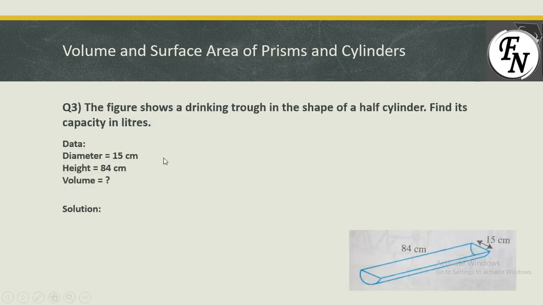After this, another question: the figure shows a drinking trough in the shape of a half cylinder. So this is a half cylinder.